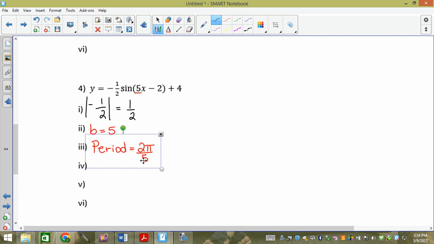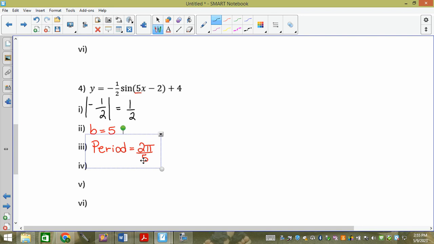Then we go back. Wait, so do we always simplify it? Yeah, if we can. Can't. 2 and 5 don't simplify. So you only get rid of the pi if it's a decimal. You make it a lot simpler.